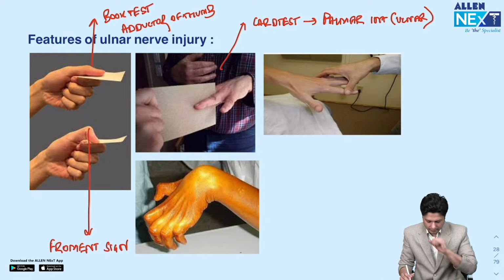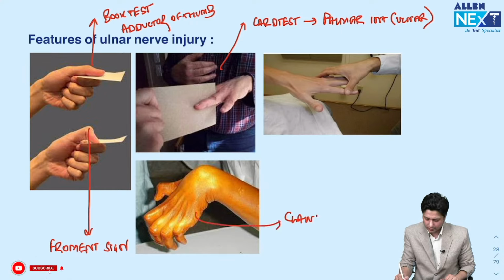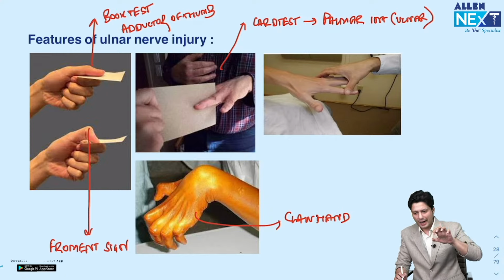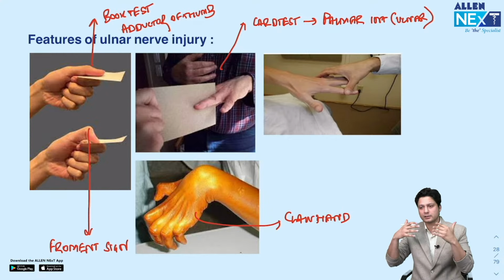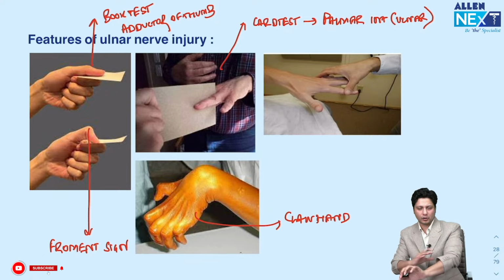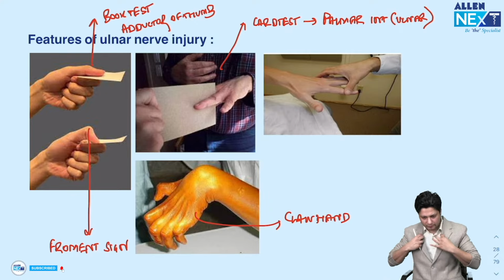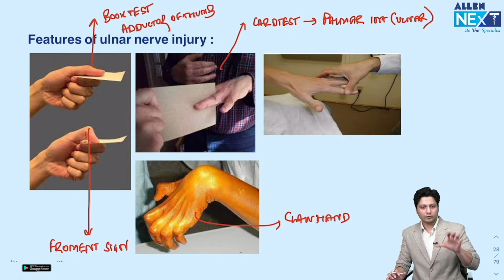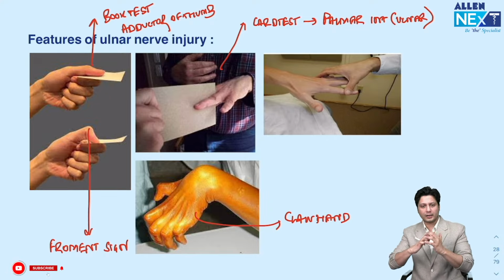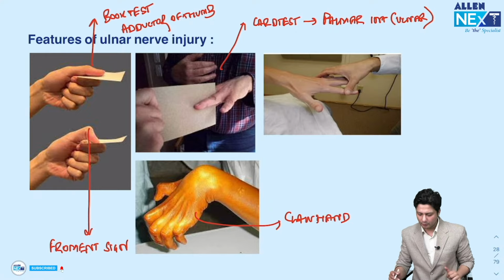Then we have this claw hand. Although this is a complete claw, all of you are aware that claw hand is a feature of ulnar nerve injury. Because the majority of the lumbricals are supplied by the ulnar nerve, more or less a complete kind of claw can happen in case of median and ulnar nerve injury. So this claw hand is also a feature of ulnar nerve injury. And how to identify a claw hand? Flexion of the interphalangeal and extension of the metacarpophalangeal joint.